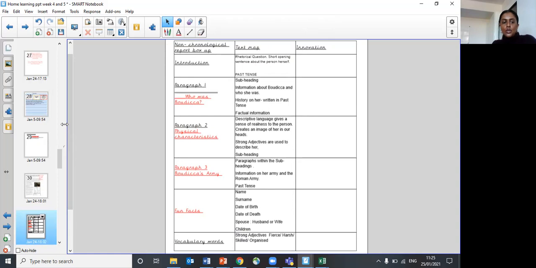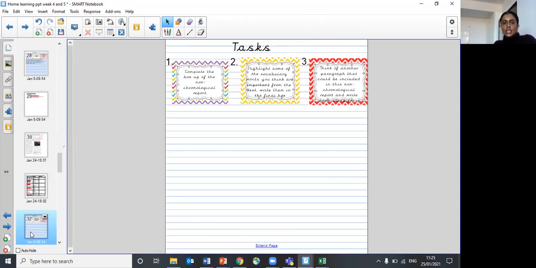So that's all you need to do for today's lesson. I've given you an example, and here are your 3 activities. Your first one is to complete the box up of the non-chronological report. You might use my one and also add some more information that I haven't put in. Number 2, highlight some of the vocabulary words you think are important from the text and write them in your final box up underneath where it says key vocabulary.